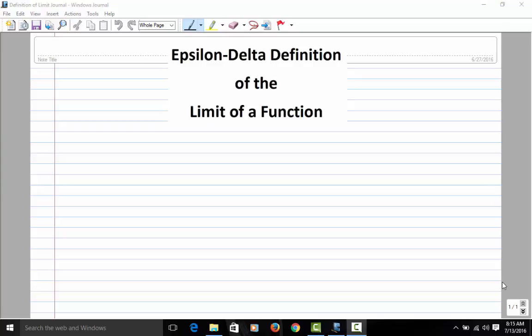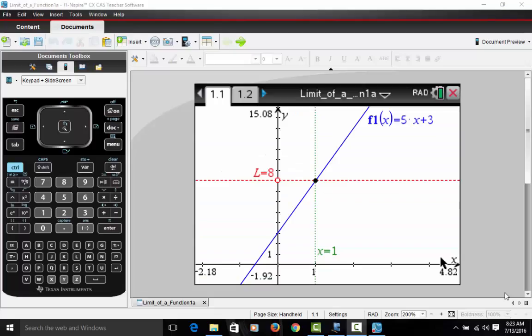Welcome to this short video about the formal, or as it's often referred to, the epsilon delta definition of the limit of a function. Let's consider the following problem. The limit of 5x plus 3 as x approaches 1 is equal to 8. This mathematical statement tells us that when values of x get close to 1, the values of 5x plus 3 get close to 8. Let's look at this graphically.